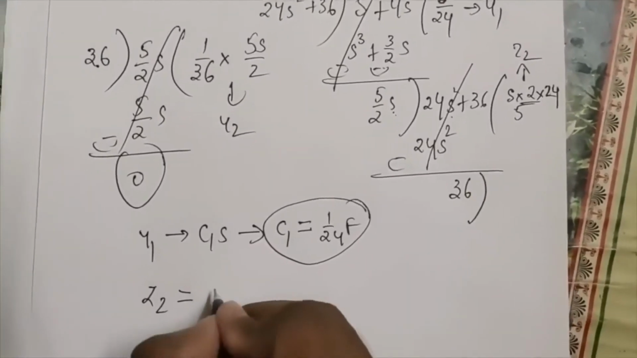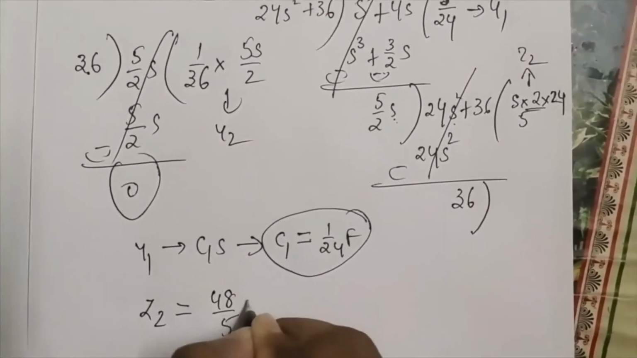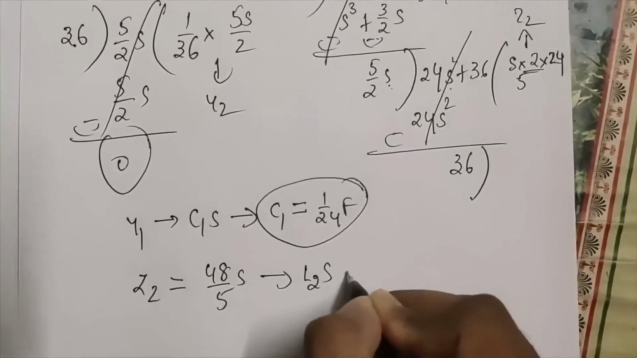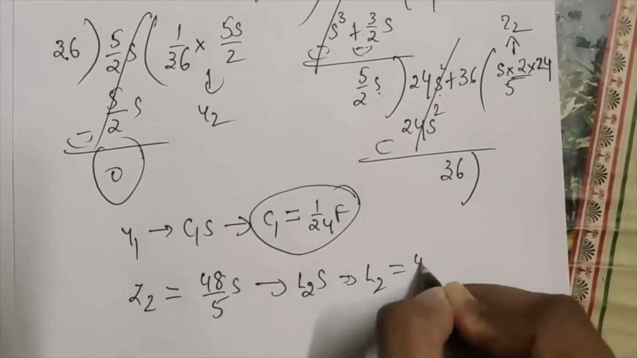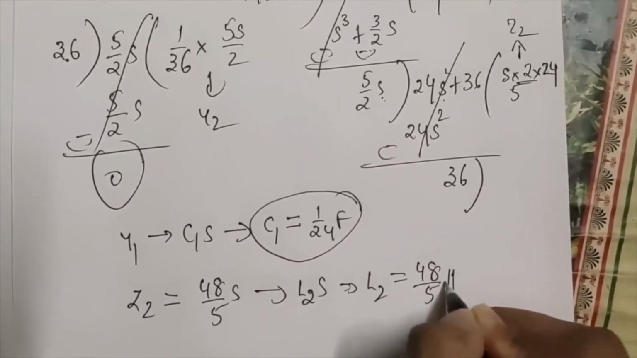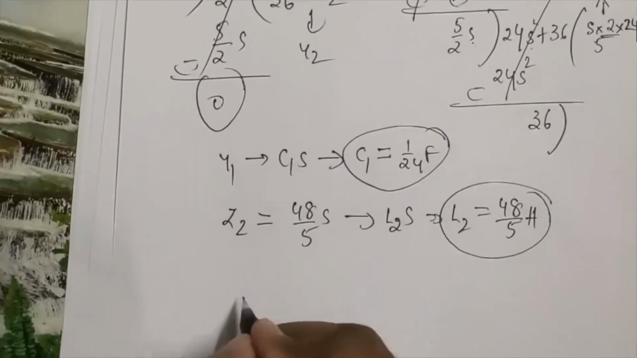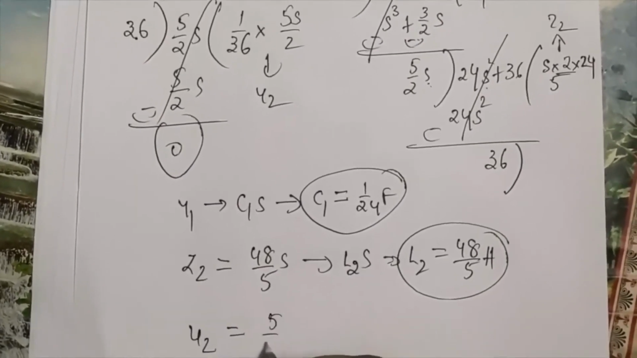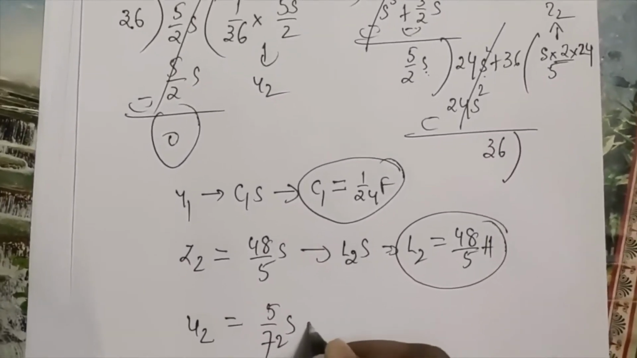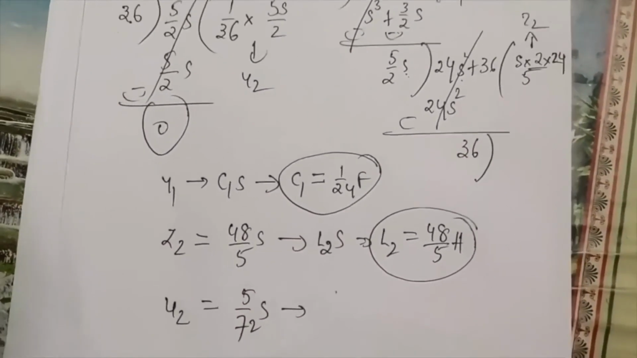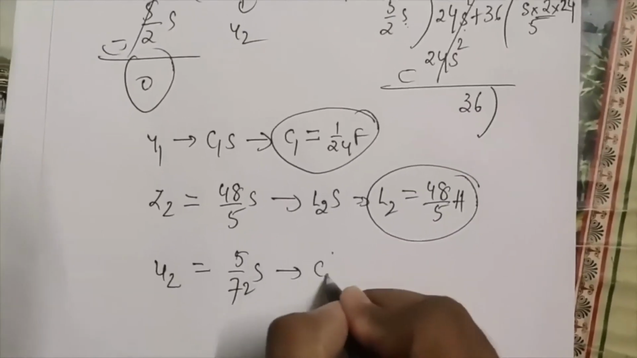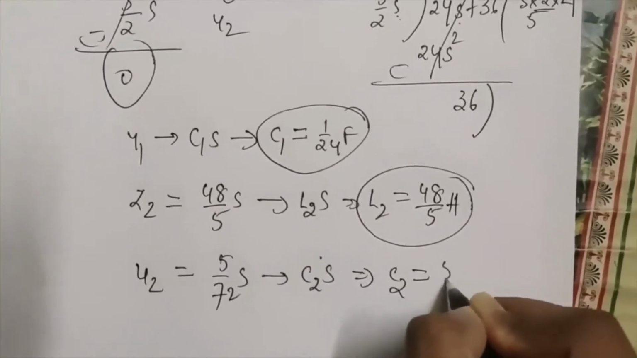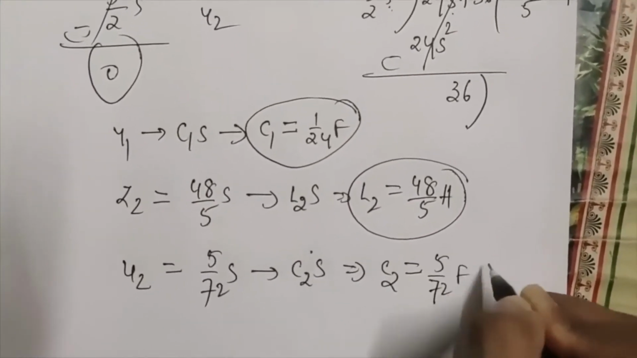48 by 5 S. So it is in the form of L2S, which implies L2 is 48 by 5 henry. In the last term Y2, if I multiply, I'll get 5 by 72 S. So it is in the form of C2S, which is C2 value is 5 by 72 farads.